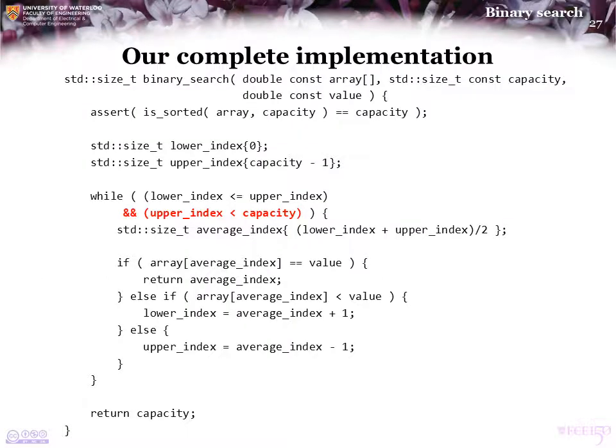All right, so now we have our complete and working implementation. All we need to do is add the second logical condition that upper index must also always be less than capacity for us to continue iterating this loop. If this condition is ever false, then the while loop will stop and we will return capacity, indicating that we did not find that particular value in the array.